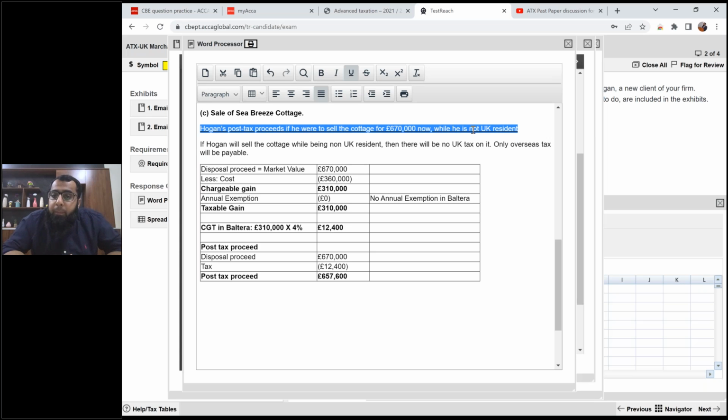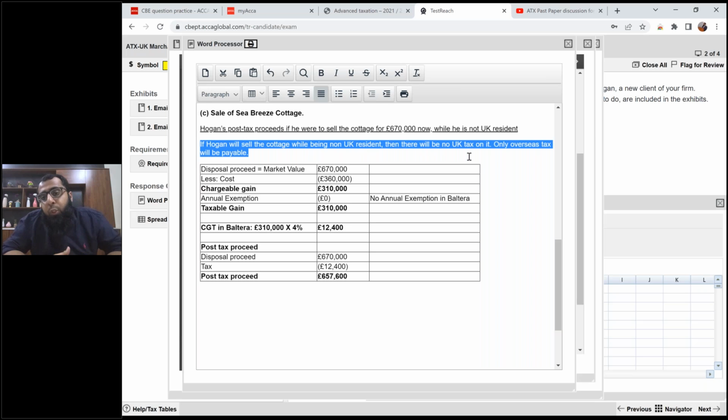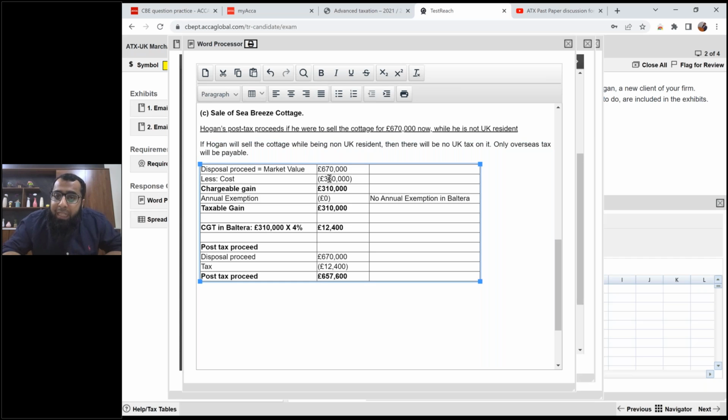It's simply written here: if Hogan sells the cottage while being non-UK resident, there will be no UK tax on it. Only overseas tax will be payable. Disposal proceed, less cost, there will be chargeable gain. Annual exemption, there will be taxable gain. Believe me, the papers are always straightforward. I will agree that there will be 10, 15 marks which will be technical. That is normal. You are going for a professional level exam.